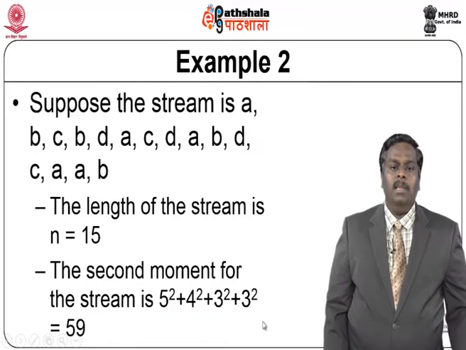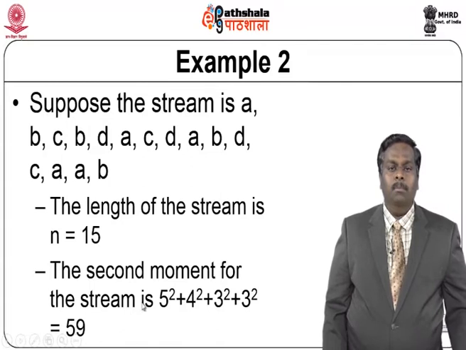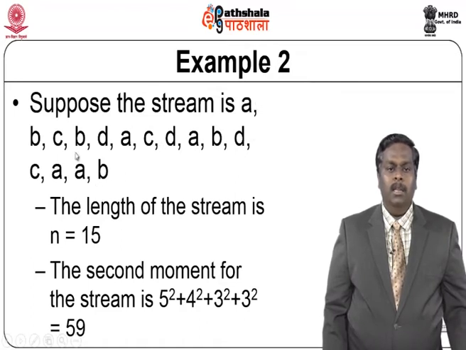Let us take another example. Suppose you have a stream which has the following elements: A, B, C, B and so on. The length of the stream is equal to 15, that is, 15 elements are there. Suppose you want to estimate the second moment of the given stream. The first thing you should understand is what the unique elements in the given stream are. The unique elements are A, B, C and D.